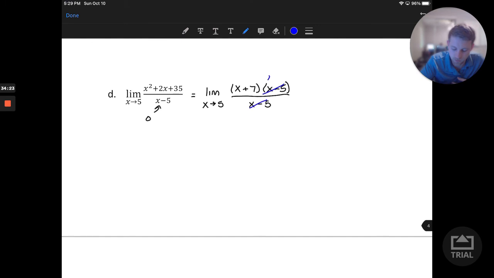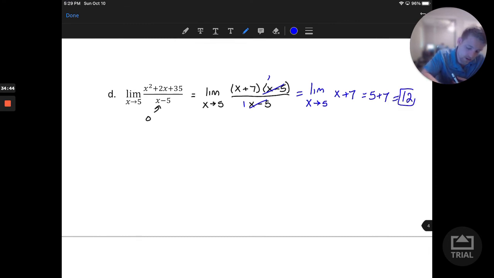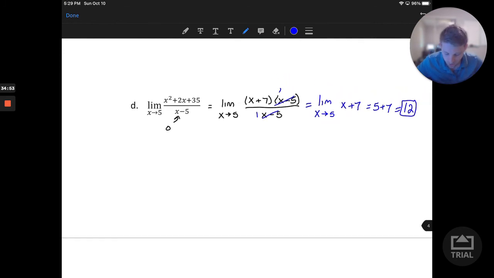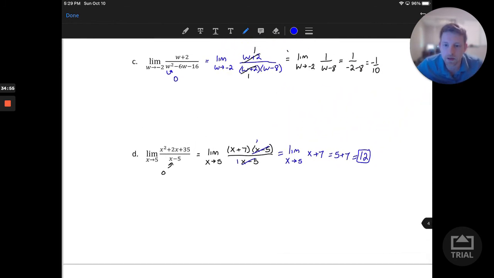And again, we can evaluate this limit one more time. The limit as x goes to 5 of the remaining factor x plus 7. That's all that will remain. And evaluating that will give us just 5 plus 7, which is 12. So that will be a 12. So those are a couple problems with a factoring technique involved.